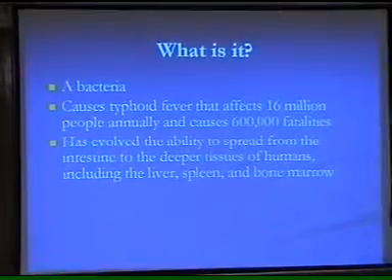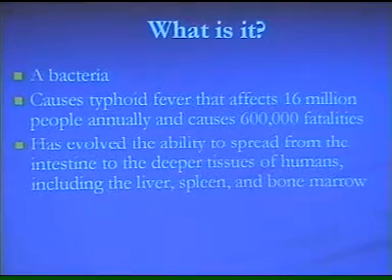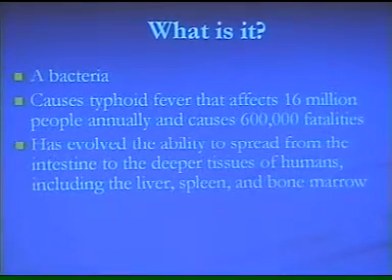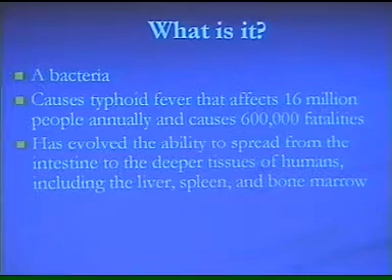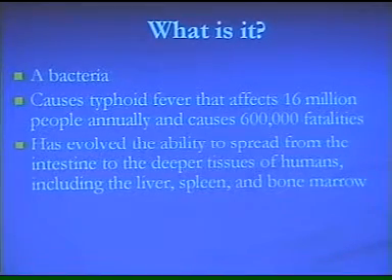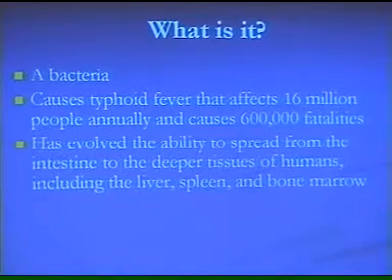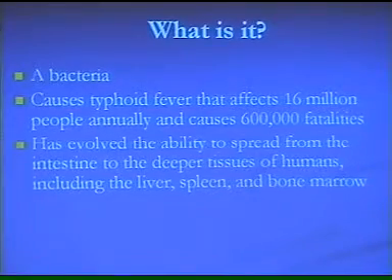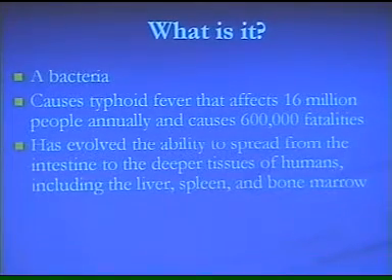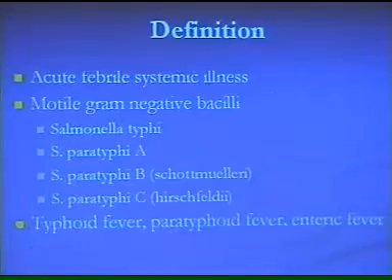So what is salmonella? It's a bacteria, and it causes typhoid fever, and 16 million people are affected annually, and it causes 6 lakh fatalities. And it has evolved the ability to spread from the intestine to other organs and cause a systemic infection.